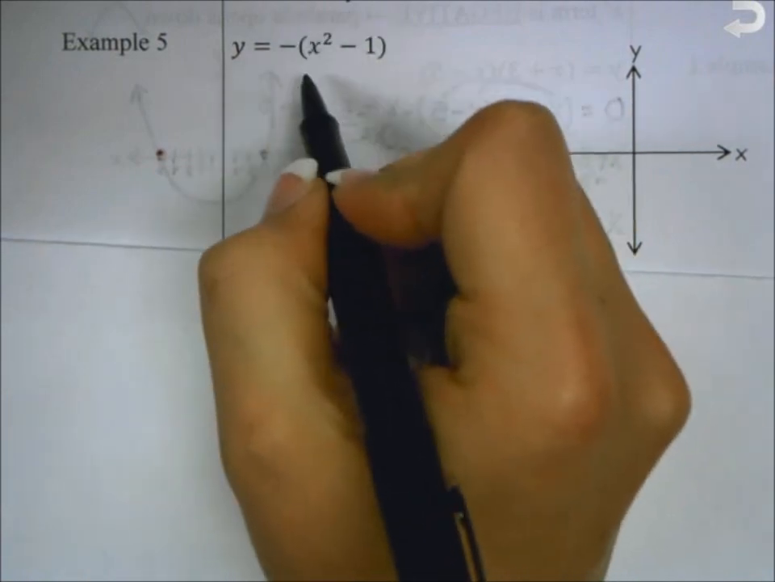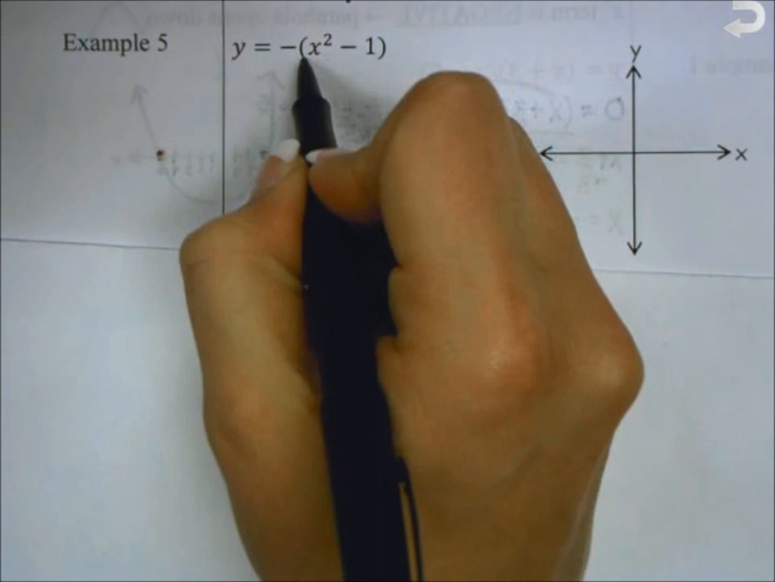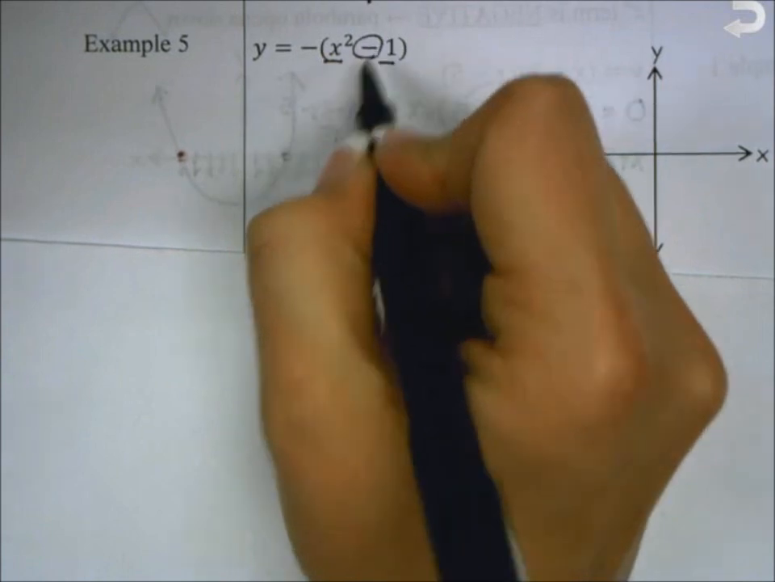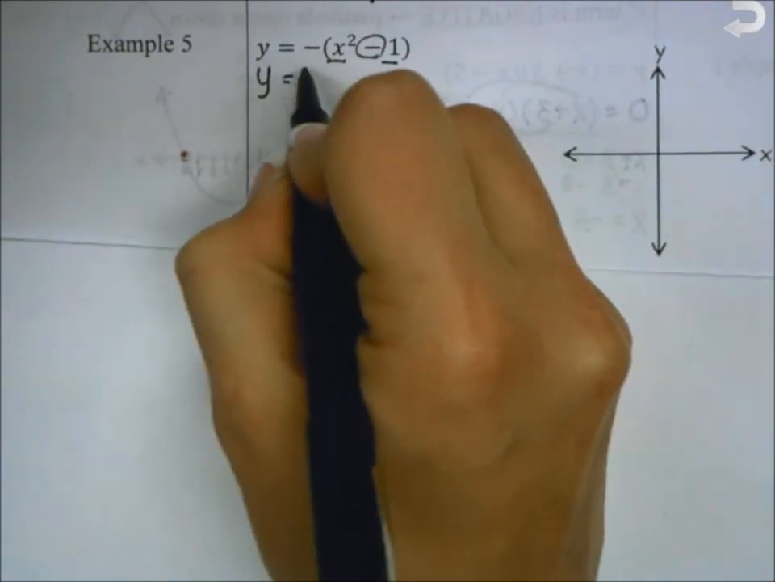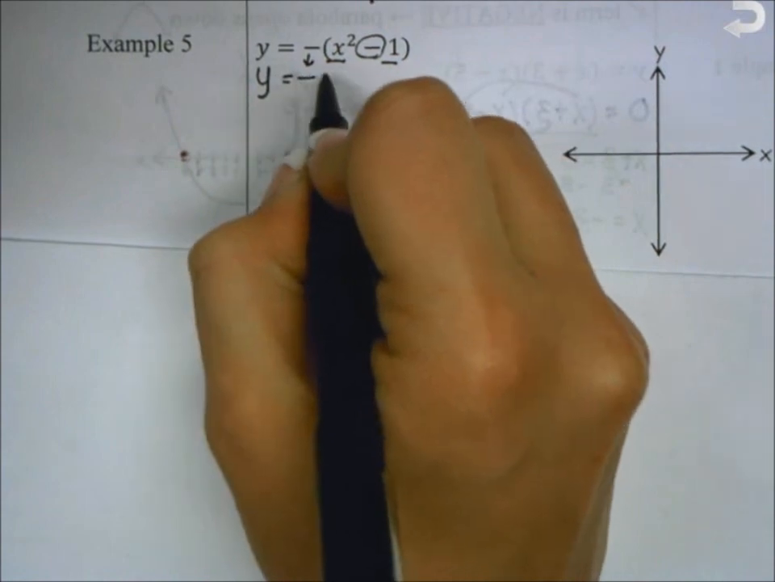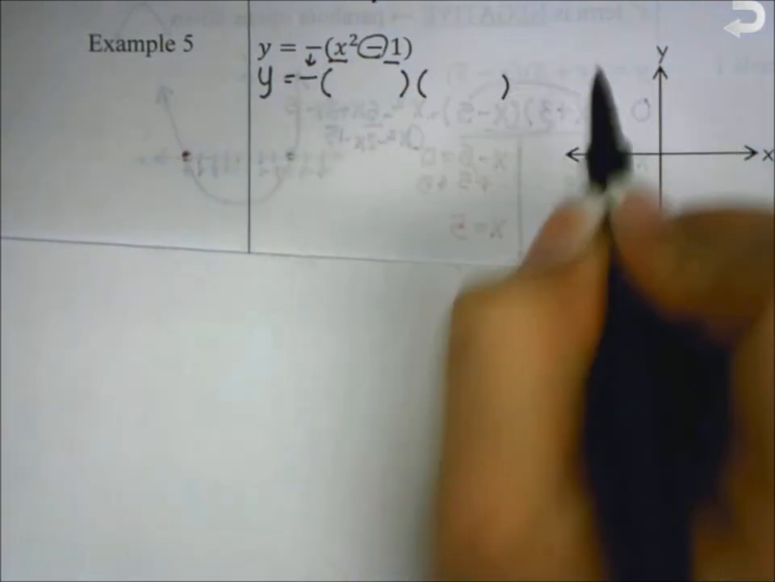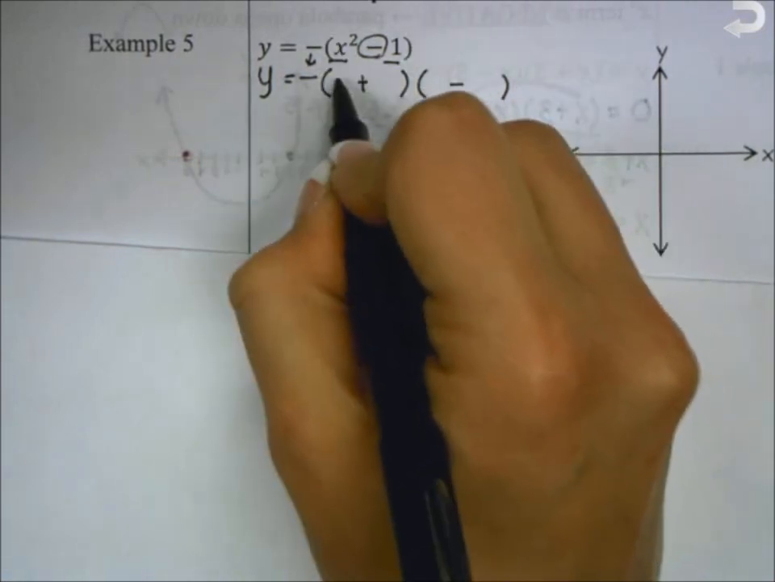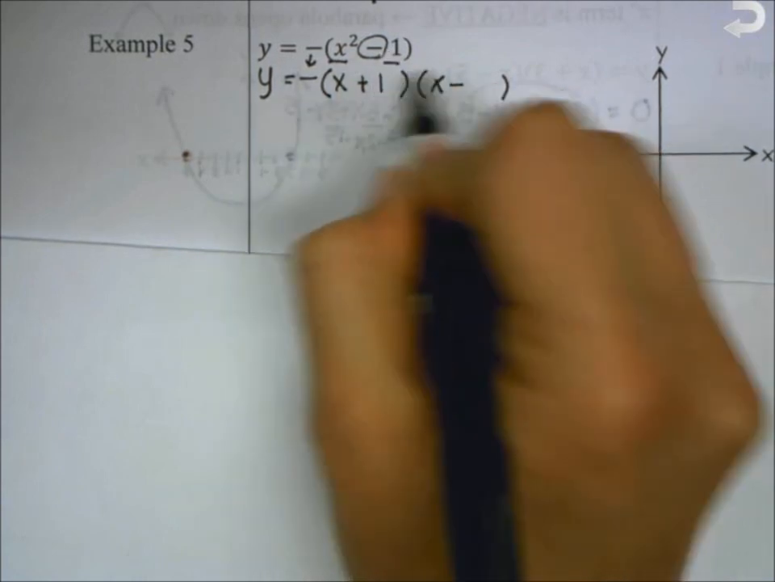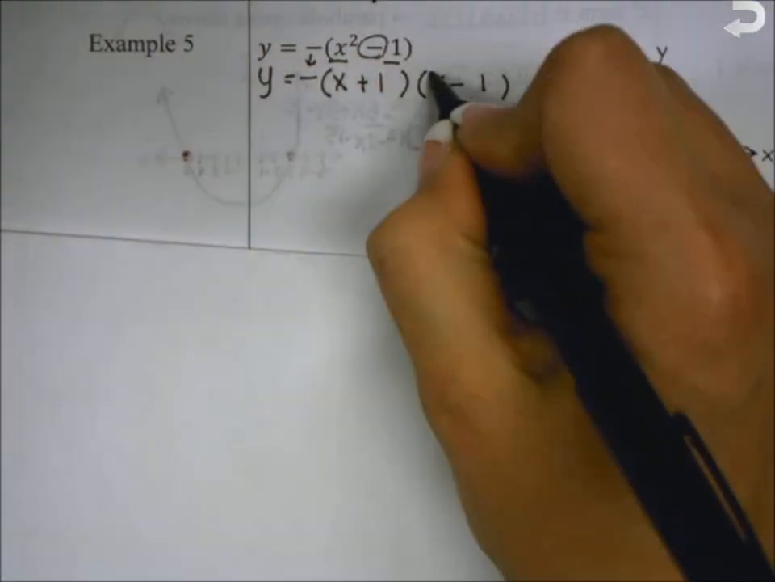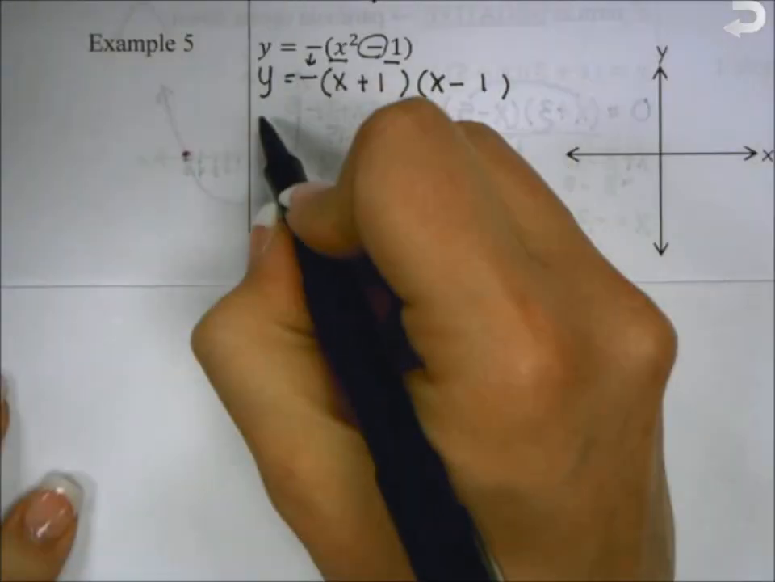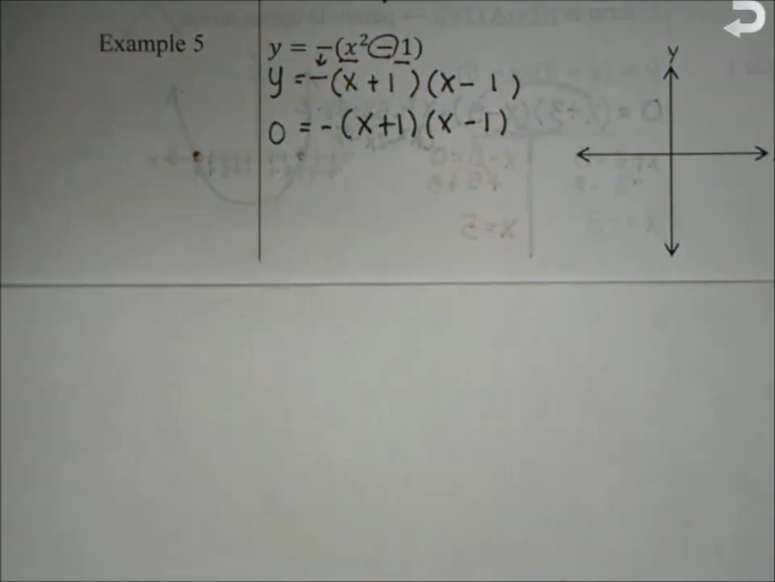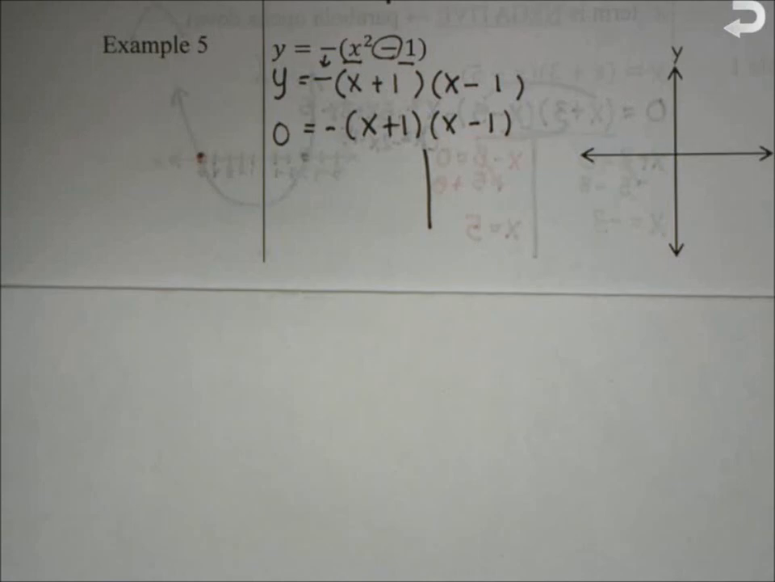So what we can do here is just apply our rule. We have to bring that negative down, and then we make our parentheses. 1 is plus, 1 is minus, and then I plug everything in. The square root of x squared is x, and the square root of 1 is 1. So now I'm factored all the way. So I set the whole thing equal to 0. And then I set each of the factors equal to 0. So I have x plus 1 equals 0. And x minus 1 equals 0. And then we solve each of these.